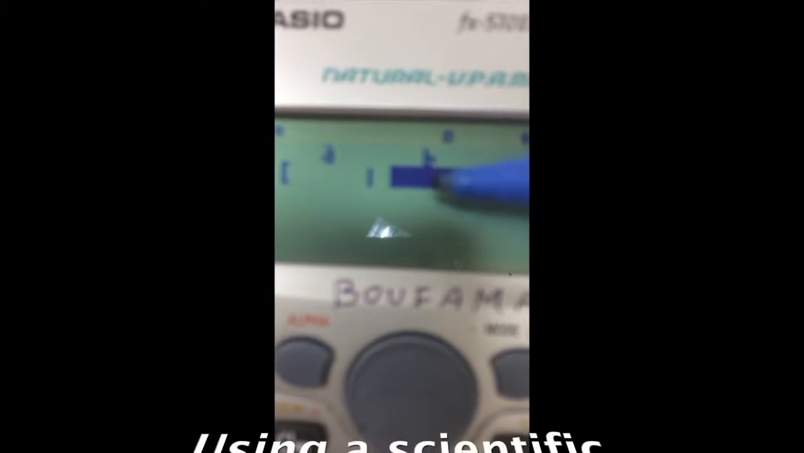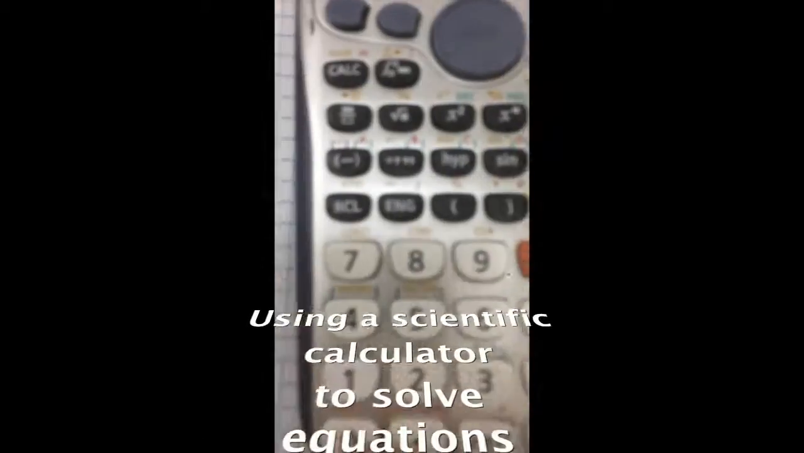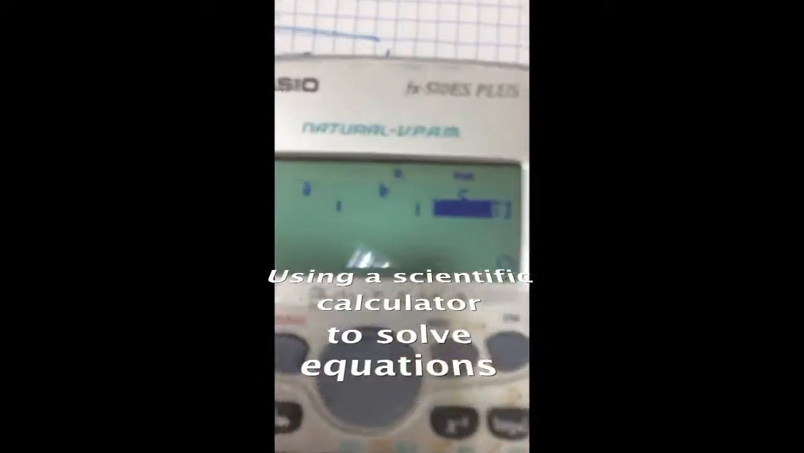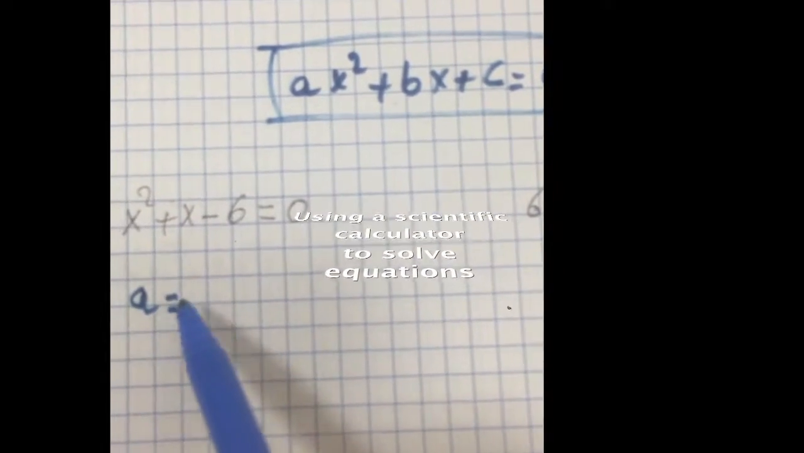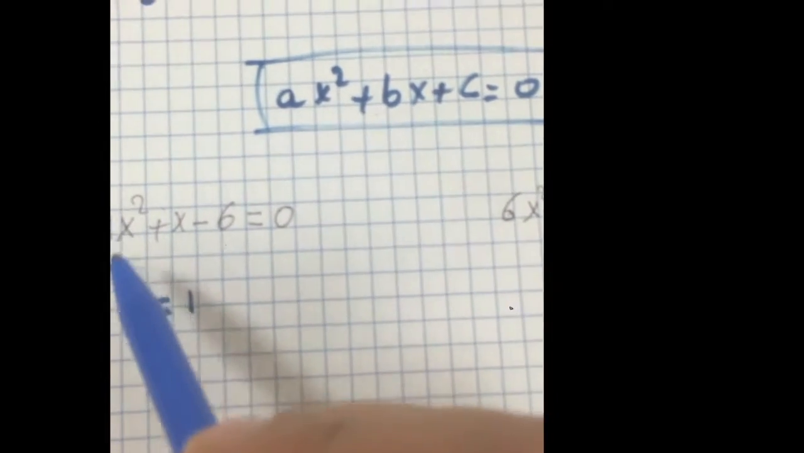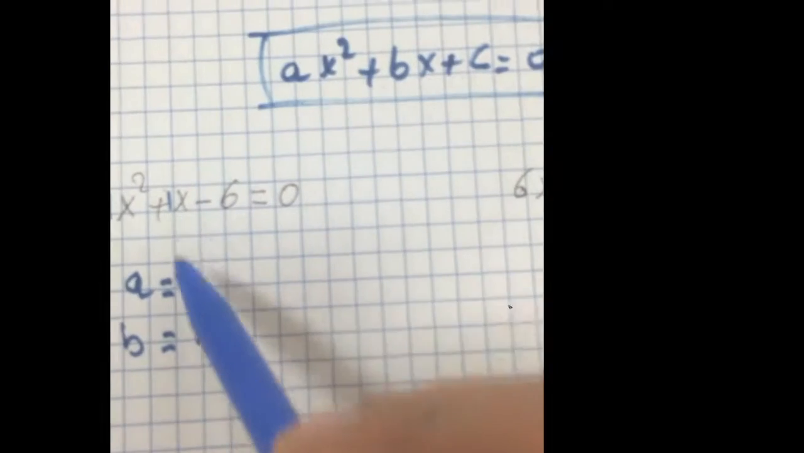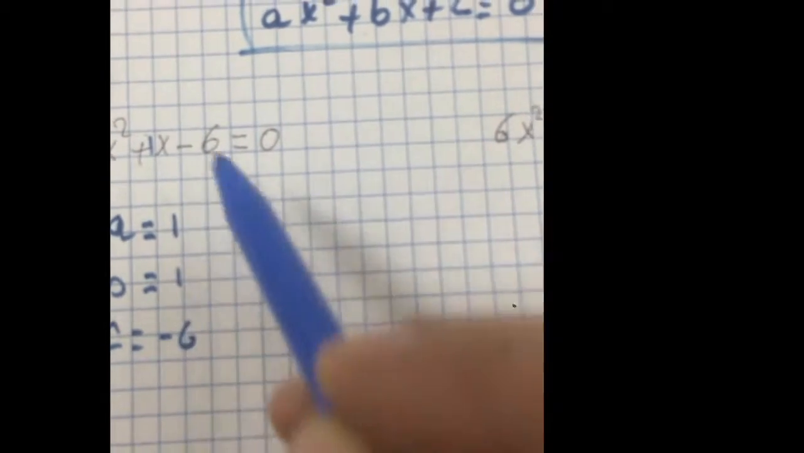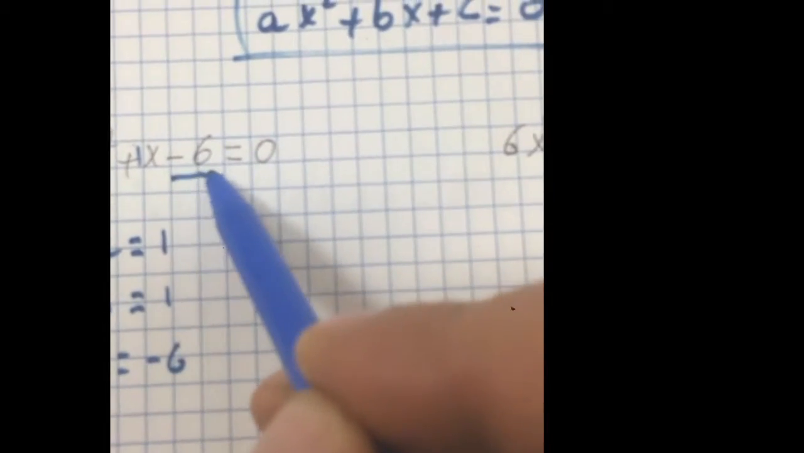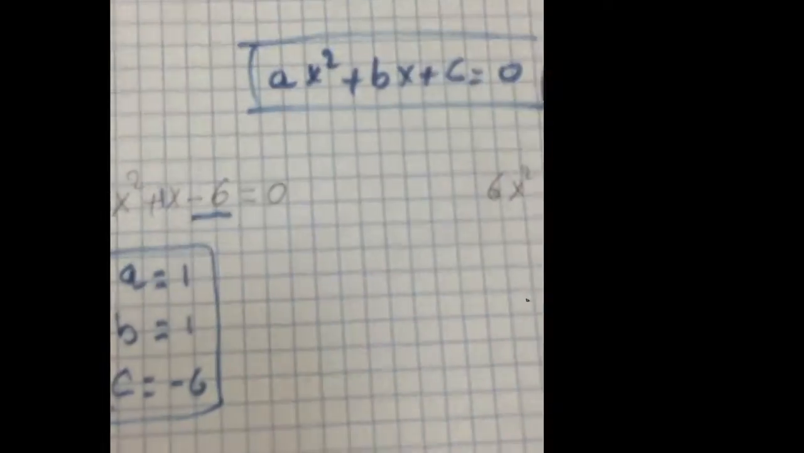In this video, I'm going to show you how to use a scientific calculator to solve equations. Here's an example of an equation, a quadratic equation. We need to get the values of a, b, and c, the coefficients. A is 1, b is 1, c is minus 6, as you can see. Using these coefficients, we can solve the equation.